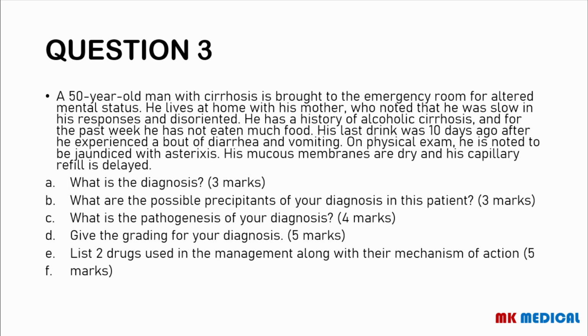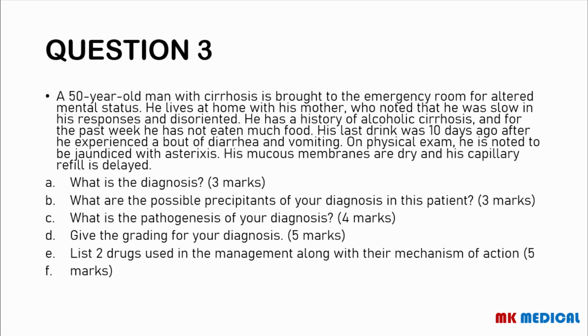Question 3. A 50-year-old man with cirrhosis is brought to the emergency room for altered mental state. He lives at home with his mother who noted that he was slow in his responses and disoriented. He has a history of alcoholic cirrhosis, and for the past week, he has not eaten much food. His last drink was 10 days ago.